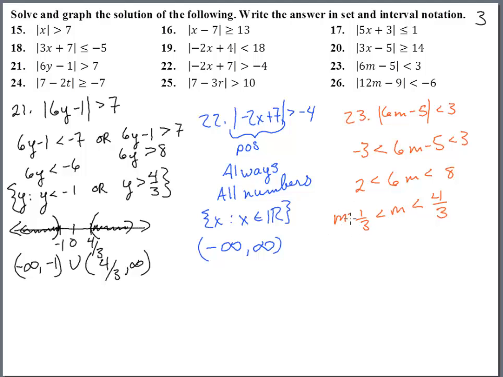Put a little m there. And a graph. There's 0. There's 4/3. There's 1/3. And we are open between the two of them. There we go. And so the interval notation 1/3 to 4/3.